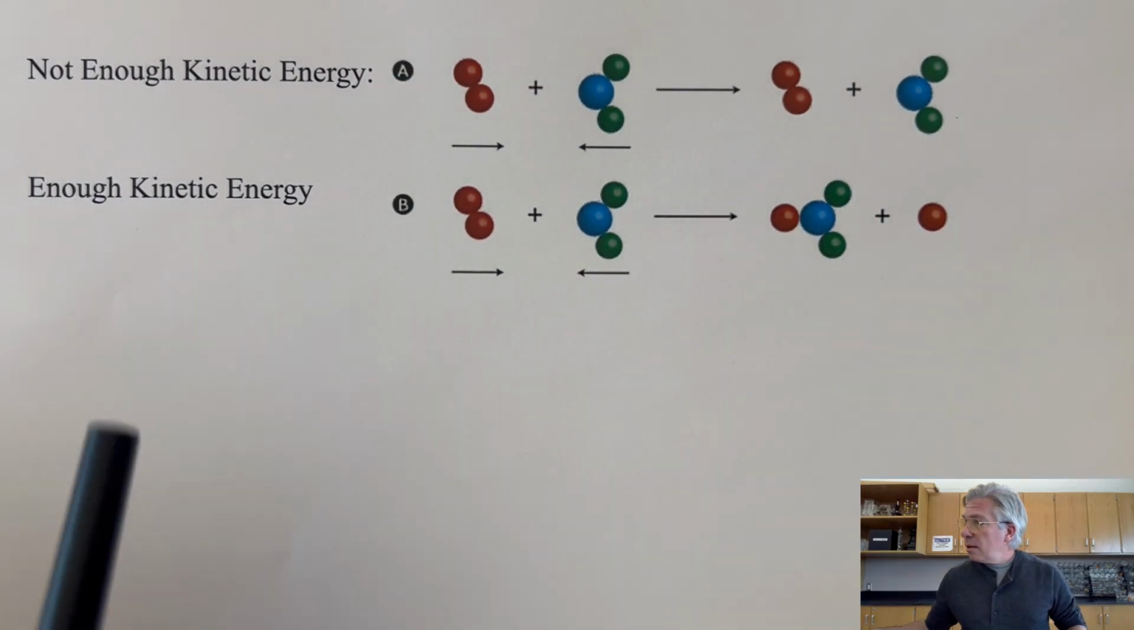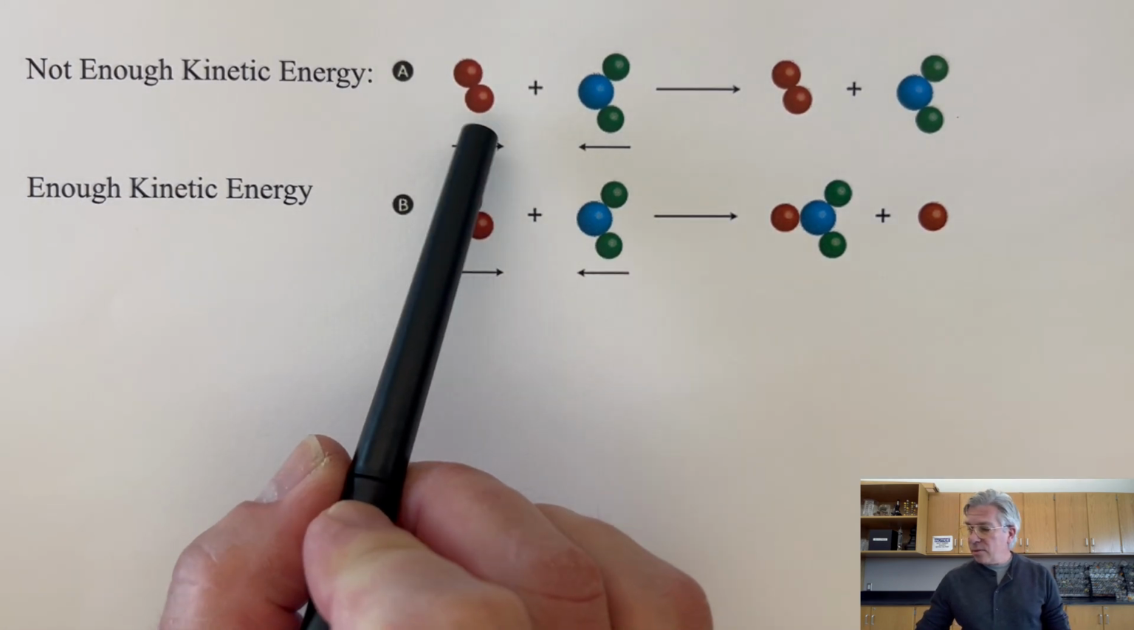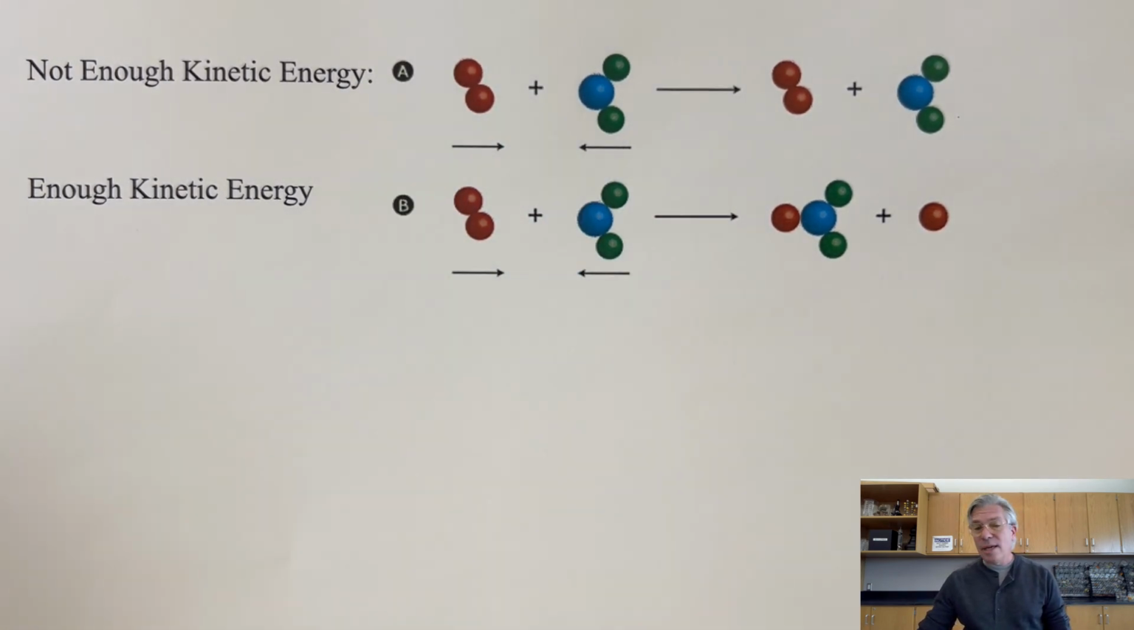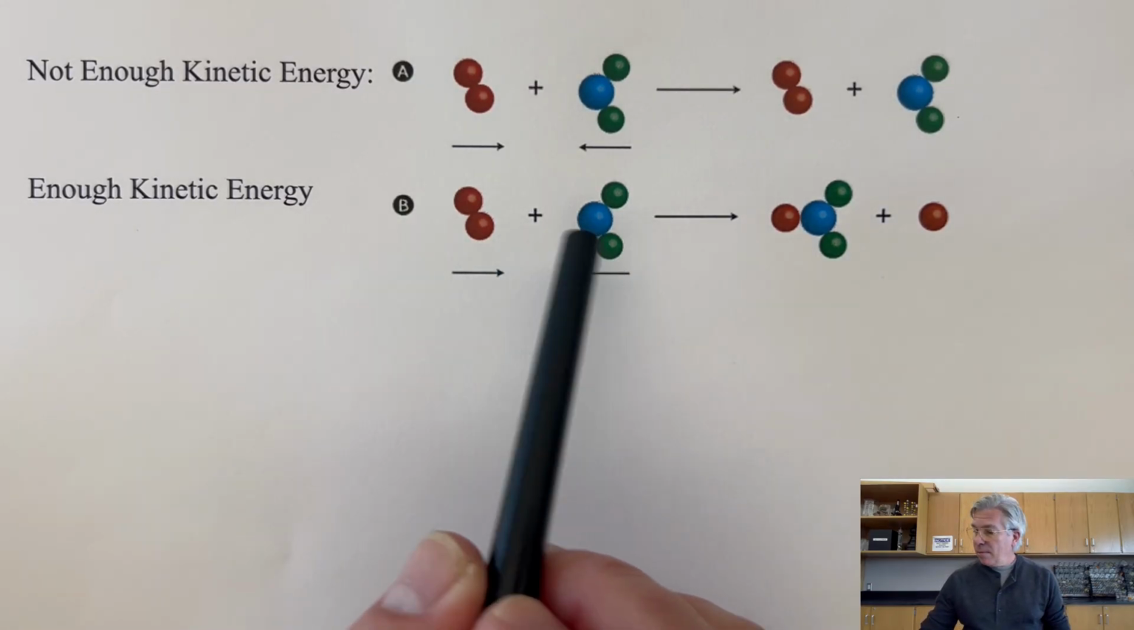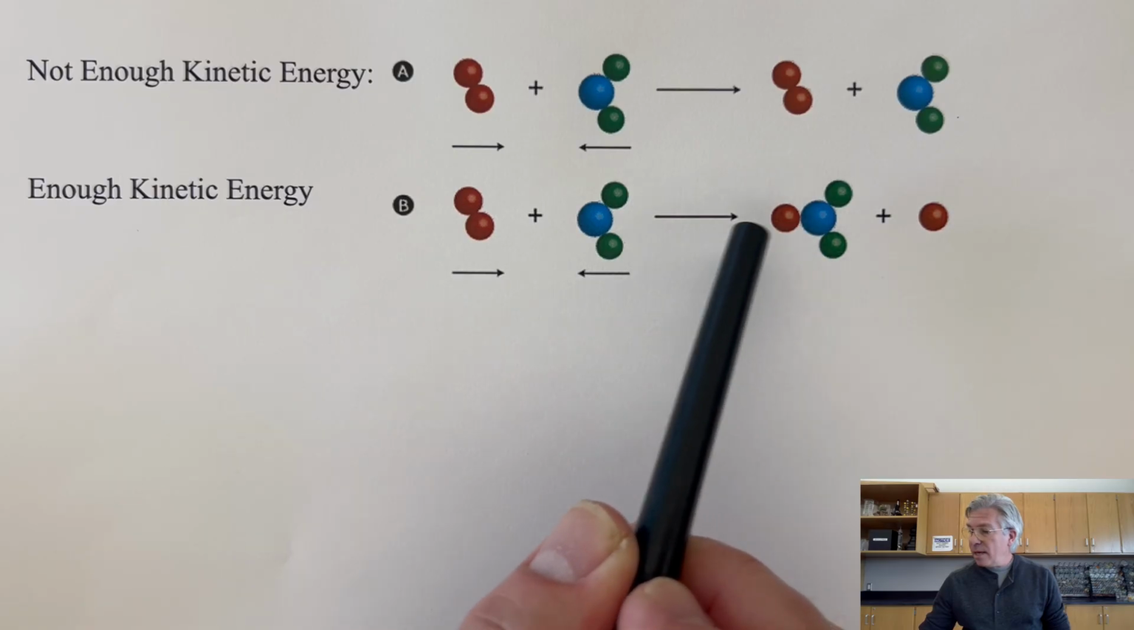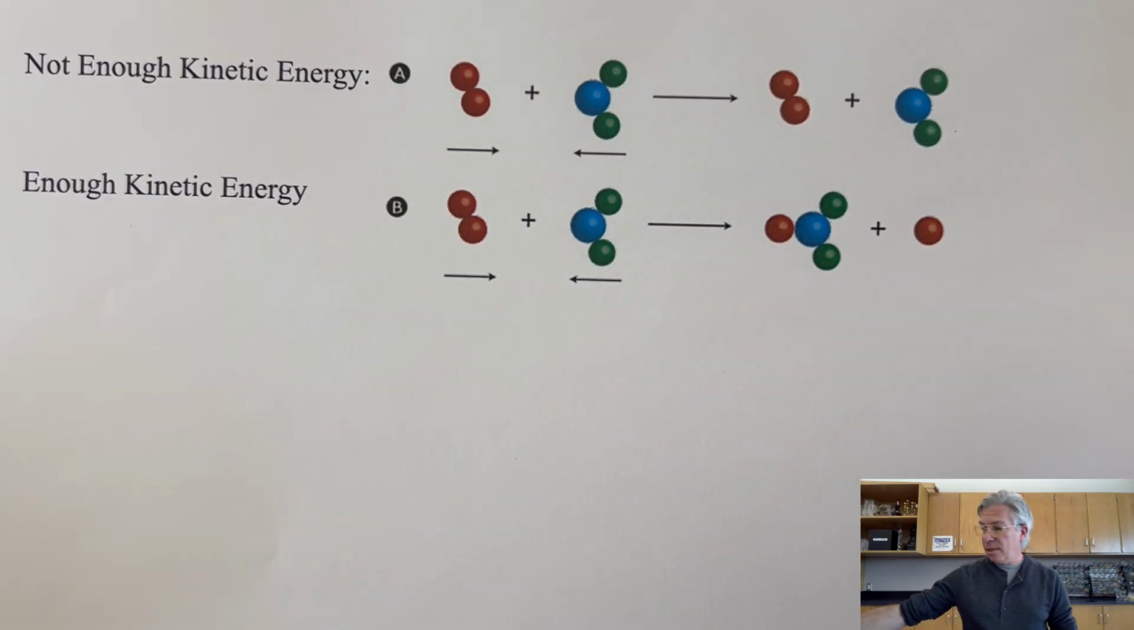All right, let's talk about kinetic energy. Just like last time, if two molecules collide with not enough kinetic energy, they will just bump off each other and that's it. They will go on their merry way. But if you get a lot of kinetic energy, they can react and transfer something to the other. So a little bit of repetition there.